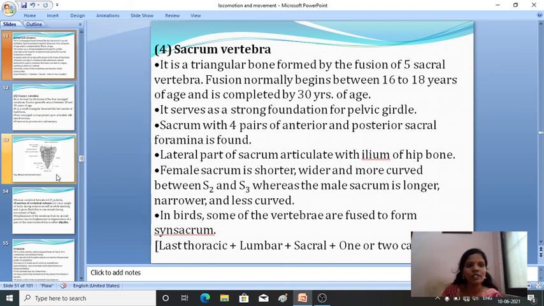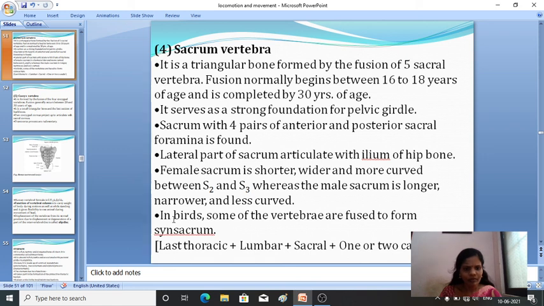I'll show this image later. In females, the sacrum is very short, wider and curved between S2 and S3, whereas in the male the sacrum is longer, narrower and less curved.